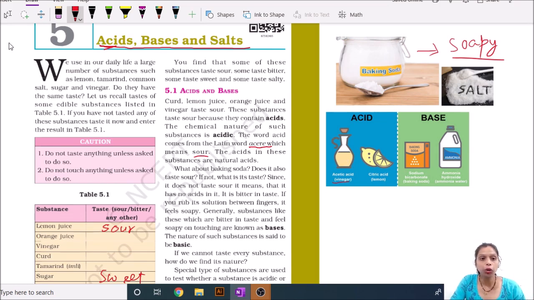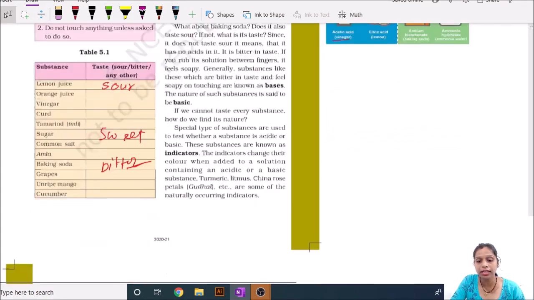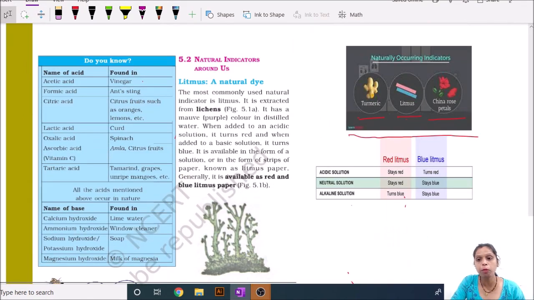You see here, these are the three types of natural indicator you can find in your everyday life. This is turmeric, this is litmus, and this is China rose. These are the three types of indicator we will study here.